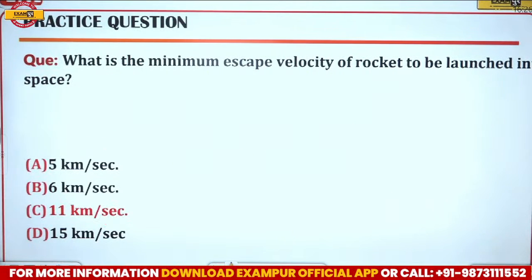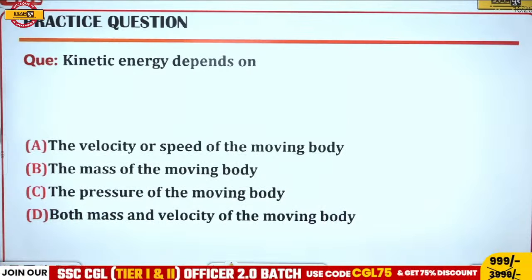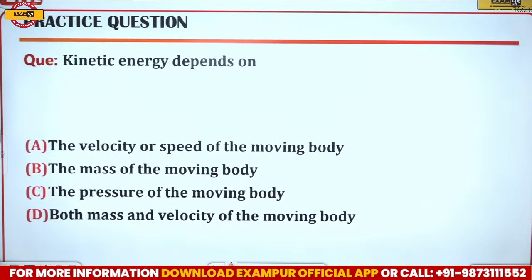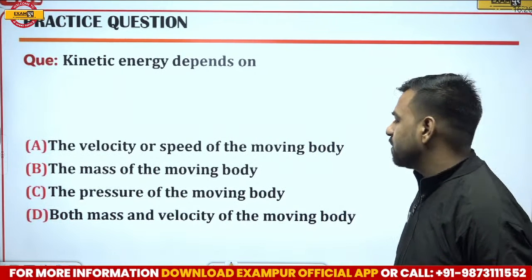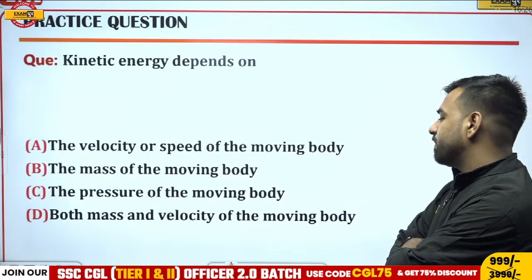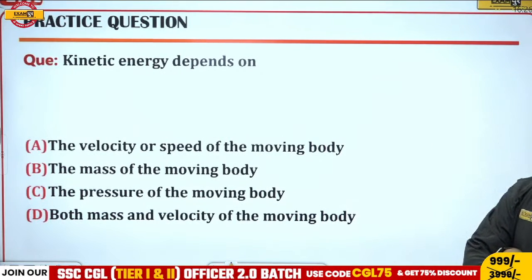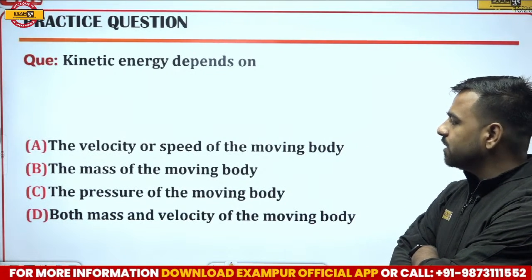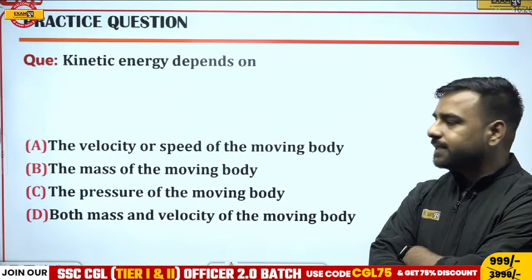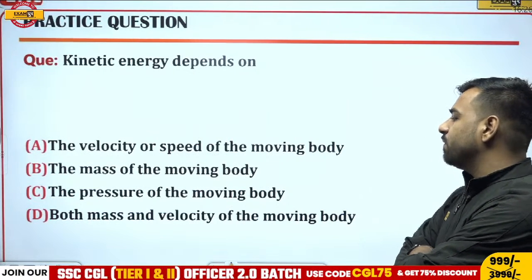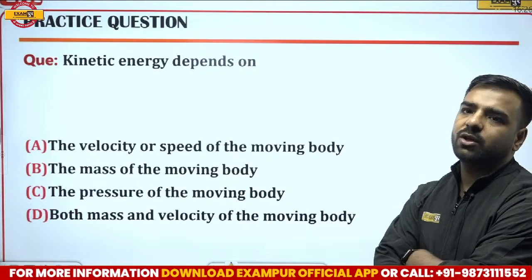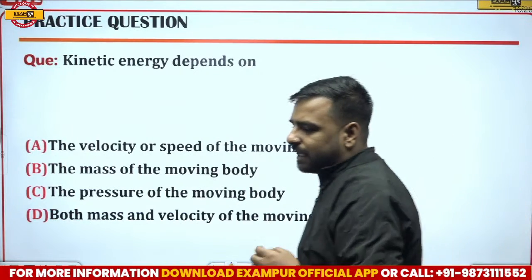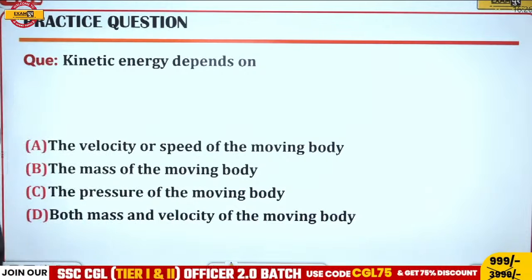Next we have: kinetic energy depends on what? The first option is the velocity or speed of the moving body, second is the mass of the moving body, third is the pressure of the moving body, and the fourth is both mass and velocity of the moving body. So what is the correct answer? Kinetic energy depends on what? Is it the velocity or speed of the moving body? Is it the mass? Is it the pressure? Is it both mass and velocity? Manish, waiting for your answer. And everyone who's there in the session, please start answering. Yes, what's the answer?